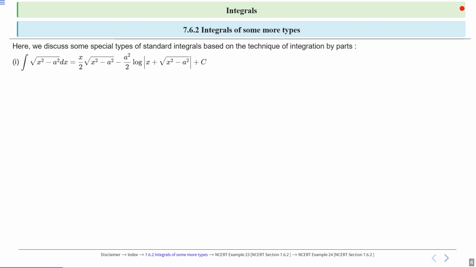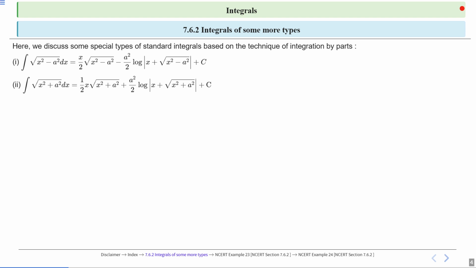And the formula for square root under x square plus a square dx is equal to x by 2 root under x square plus a square plus a square by 2 log x plus root under x square plus a square plus c. We can see the difference between these two formulas is only the sign.